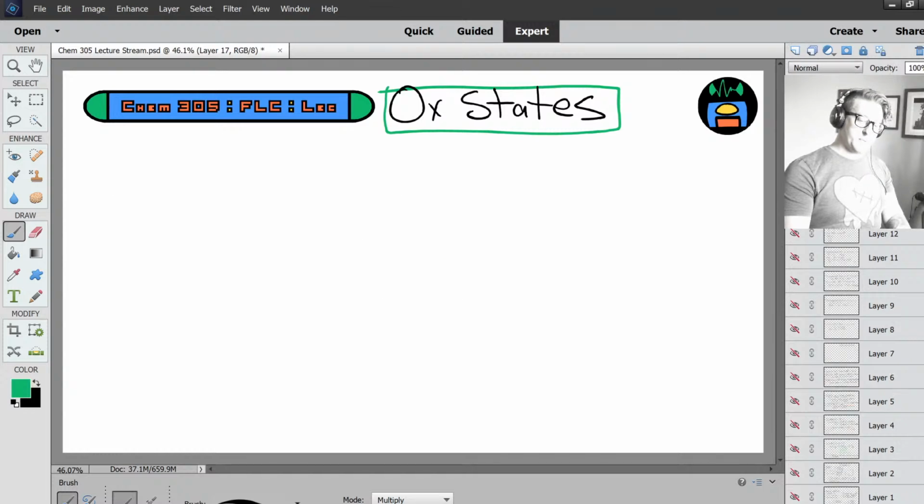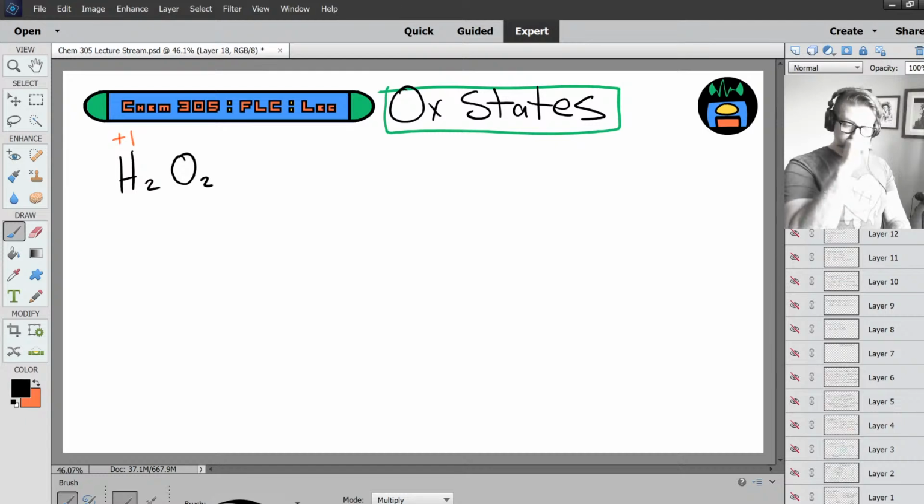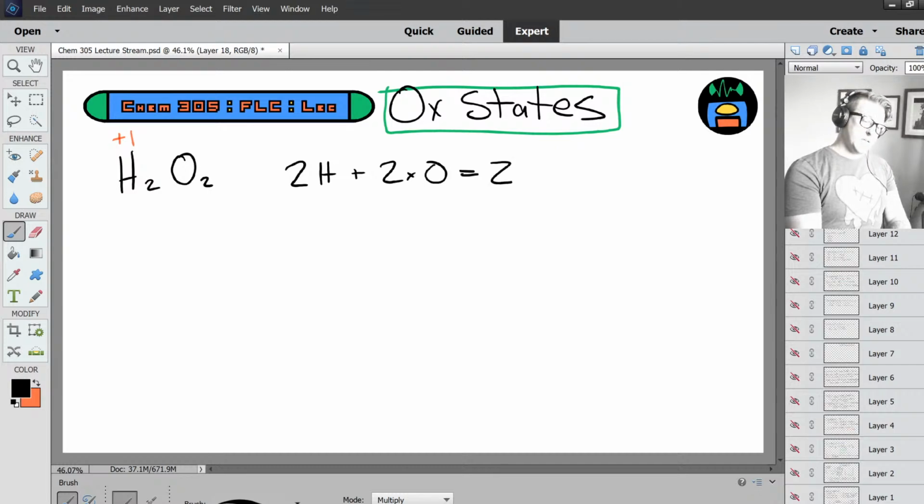Karen, let me do an example of if you apply rule 4 first, you'll get this one wrong. Let's do hydrogen peroxide. All right, first, we know that hydrogen will be a +1, and this is enough to solve. This is enough to determine the oxidation state for oxygen. We know that 2 times the oxidation state of hydrogen plus 2 times the oxidation state of oxygen equals our total charge, which is 0.